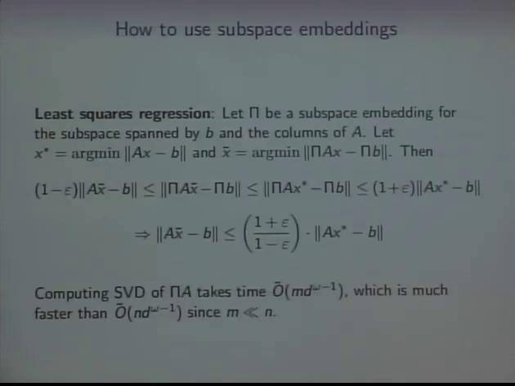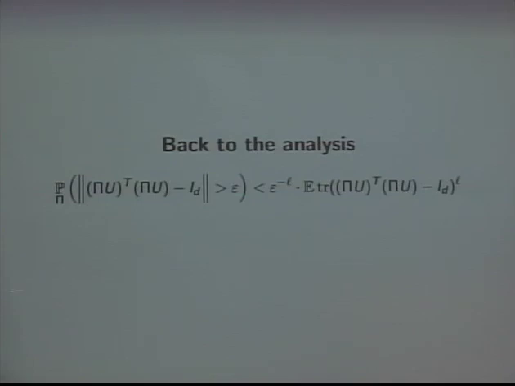So now that I've shown you at least one way of using subspace embeddings, let's get back to how you show this matrix extension of Sparse JL. So remember, we have this kind of inequality. The probability this operator norm is bigger than epsilon is at most this bound here. And now, basically, we just need to bound this expected trace to some power.